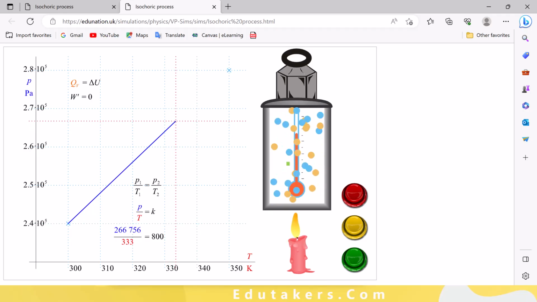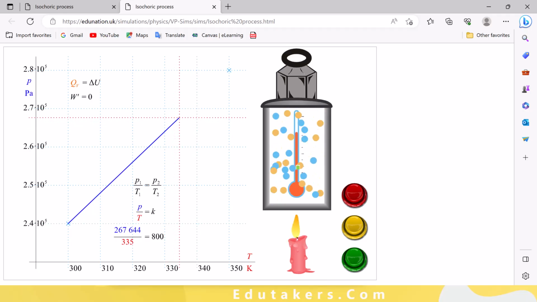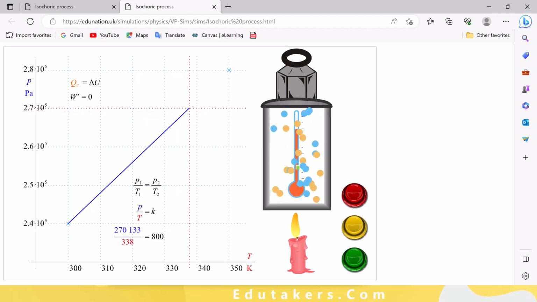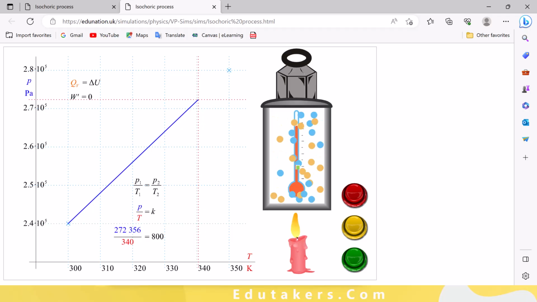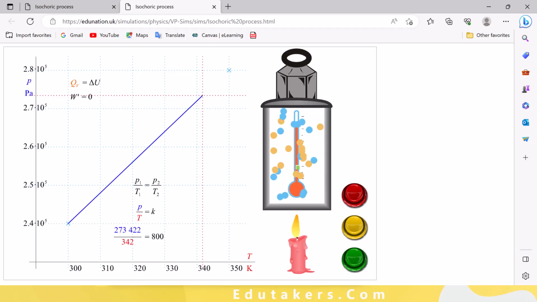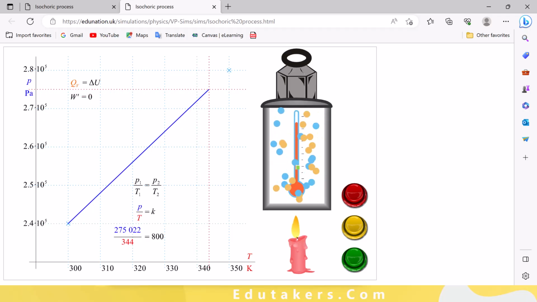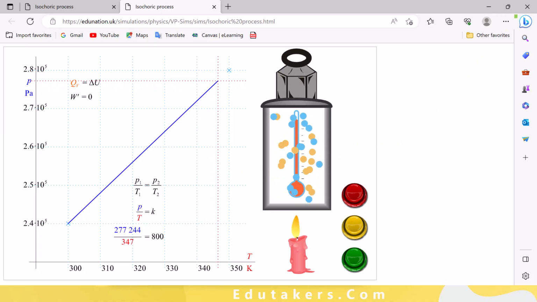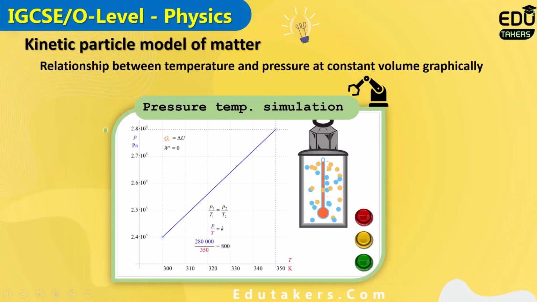You can see here again the motion of the particles. These are moving very frequently because you are heating the system, due to which the pressure increases, and you get a straight line on the temperature pressure graph by keeping the volume constant. You can also practice it from your account. Let's go back.